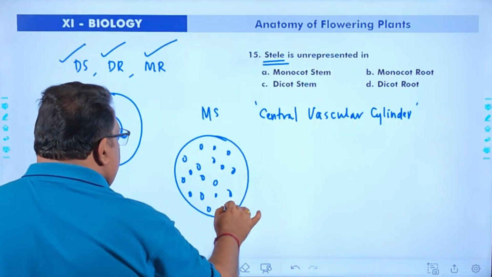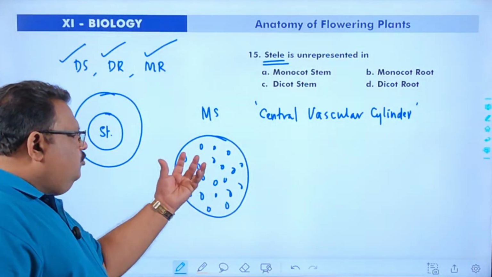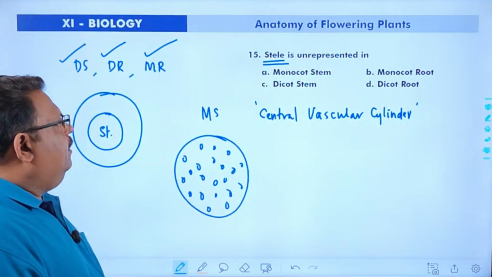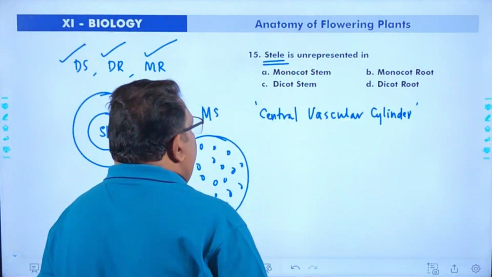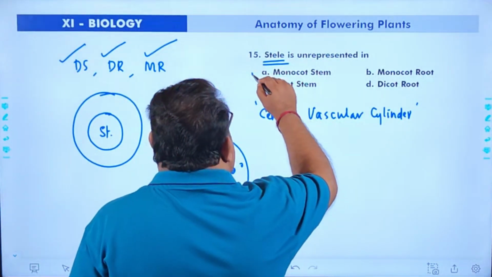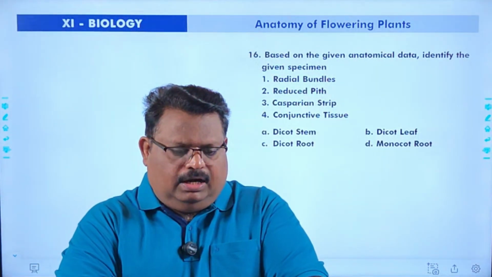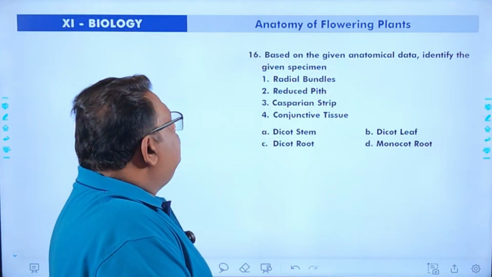Vascular bundles are scattered in the ground tissue. So there is no centralized arrangement of vascular bundles, so there is no stele. The region called stele is totally unrepresented in the monocot stem. Answer A. The next question: based on the given anatomical data, identify the given specimen.